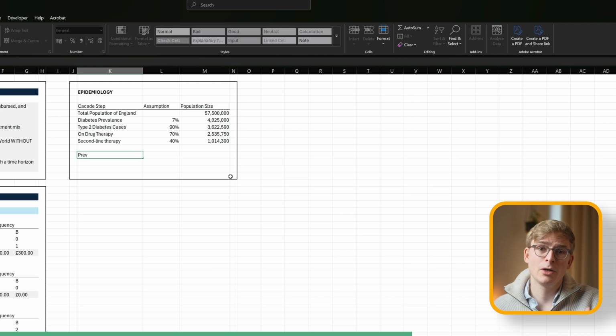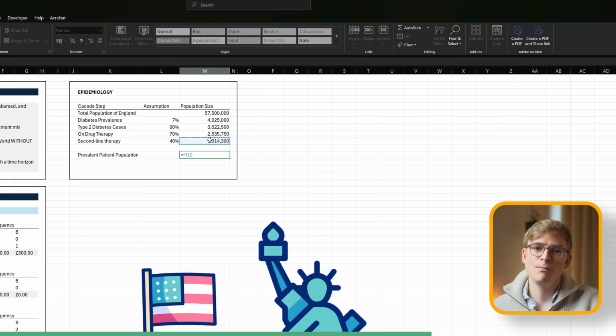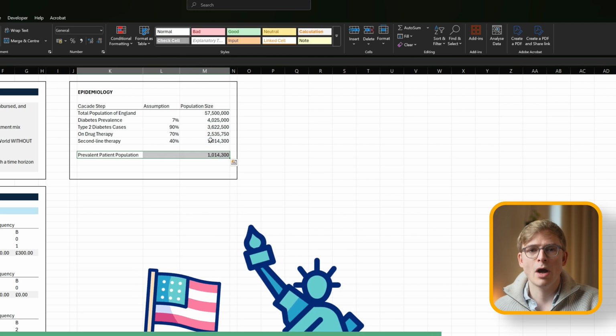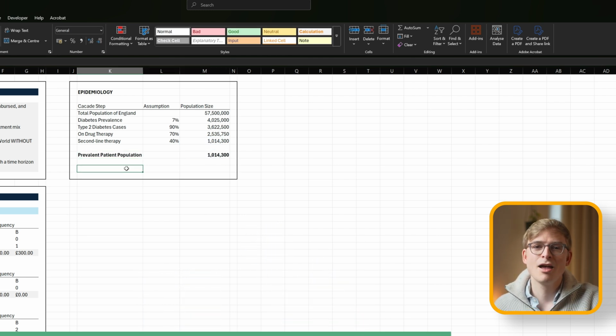Since we've modeled a top-down EPI cascade, you could change population inputs, for example, by switching England to the US total population figures, and your EPI numbers would update accordingly. However, you would be making the very strong assumption here that all other inputs for prevalence, type 1 and 2 distribution, medication use, and second-line therapy are comparable across the US and England, which might not be true. Given how important the population estimates are for the total budget impact, you should always pay very close attention to the inputs that you select, making sure that they reflect the real-world conditions as closely as possible.